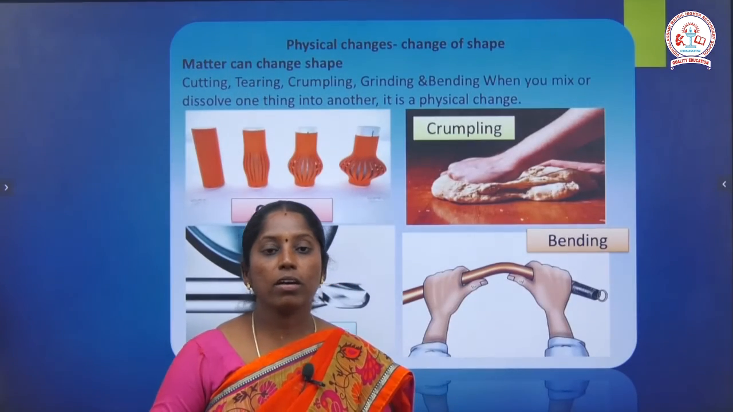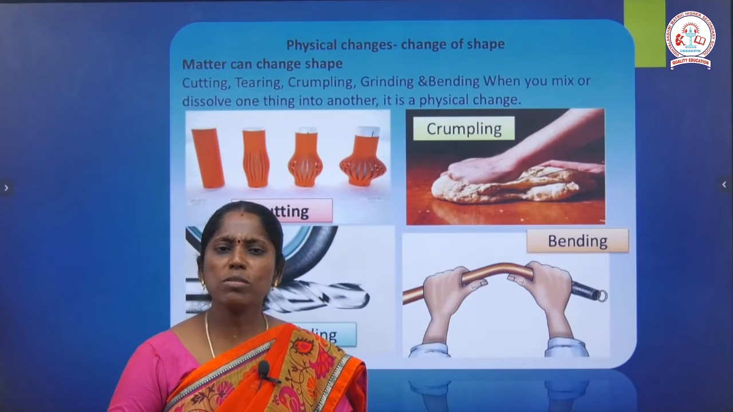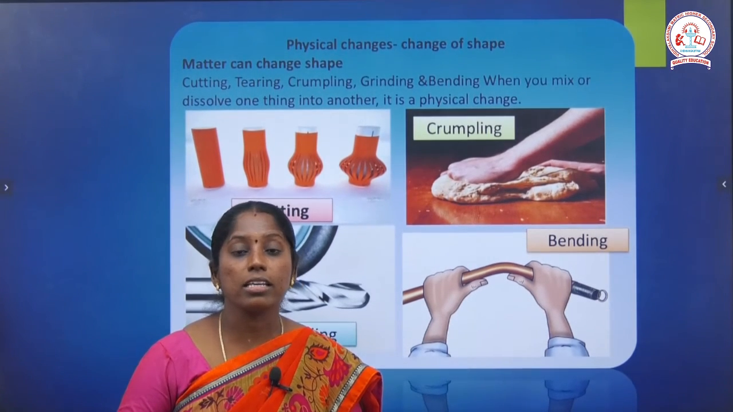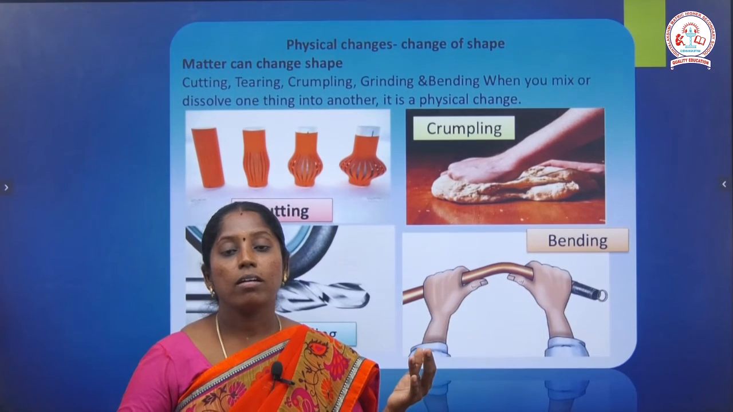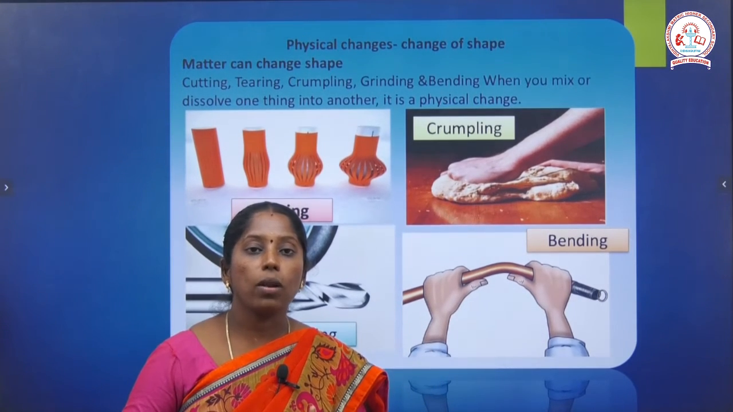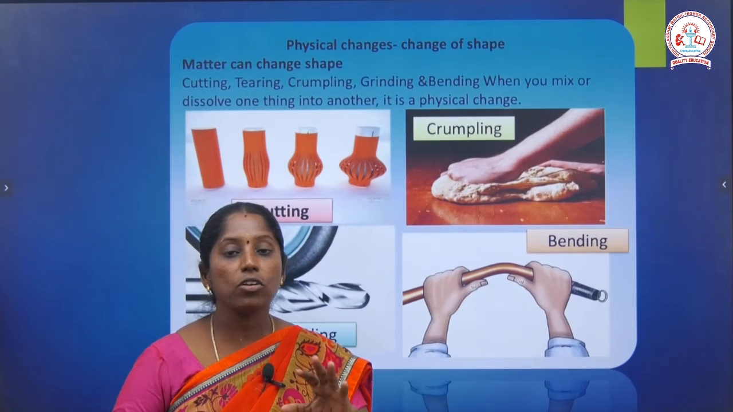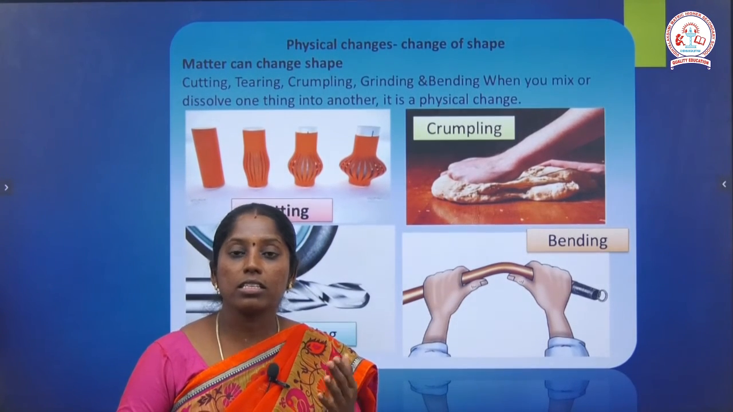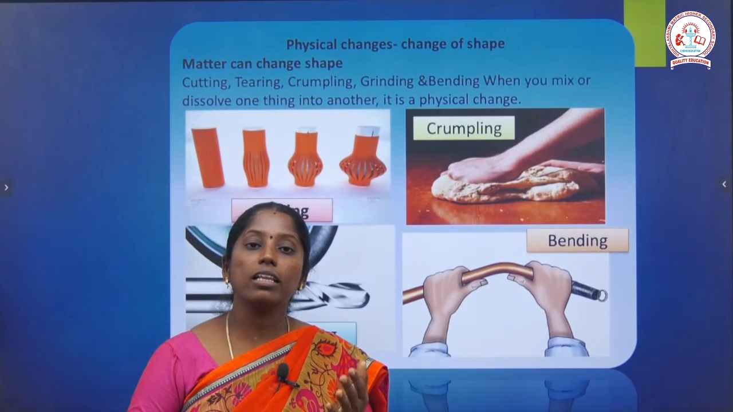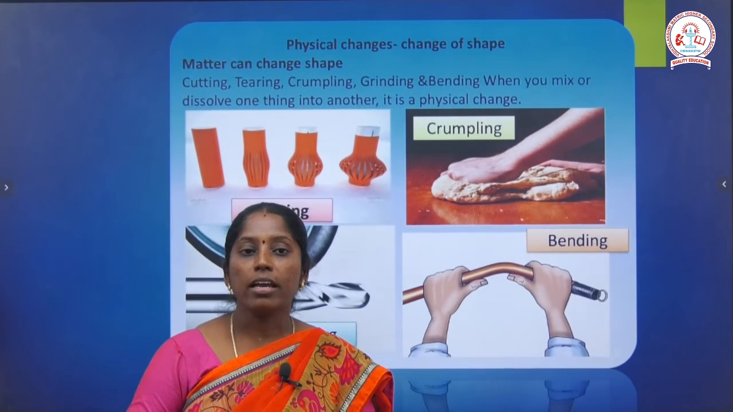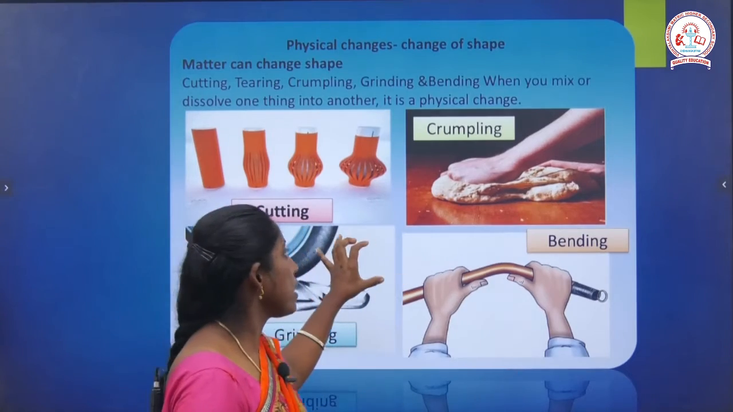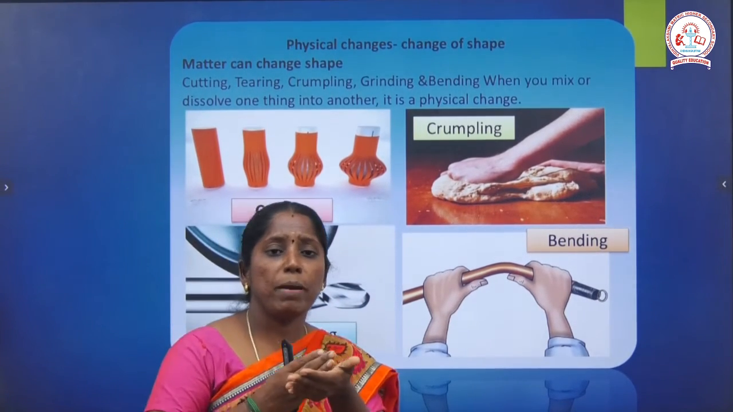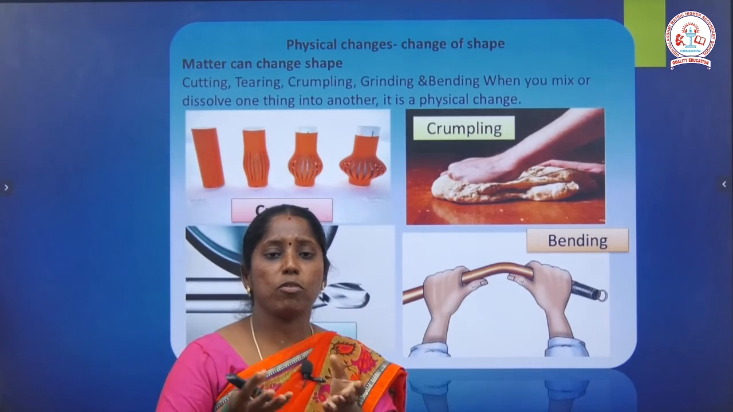Okay, then next one, physical changes. What are physical changes? Changes that occur in size, shape, or color, we call physical changes. If only color, size or shape changes, what should we call that change? Physical changes. Here they have given examples for shape and size. We can cut paper. When we cut paper, only the shape changes.